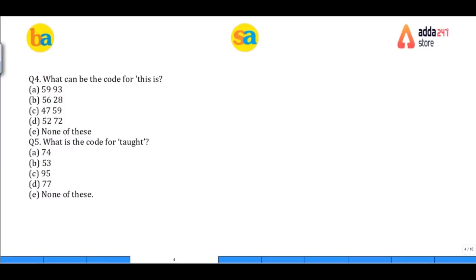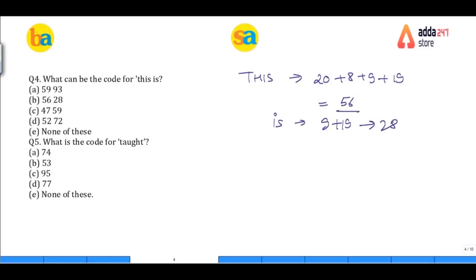क्वेश्चन नंबर 4, What is the code for this is? 20 plus 8 plus 9 plus 19, that is equals to 56, and is 9 plus 19, that is equals to 28. इसलिए 56, 28, option B हमारा correct answer है.